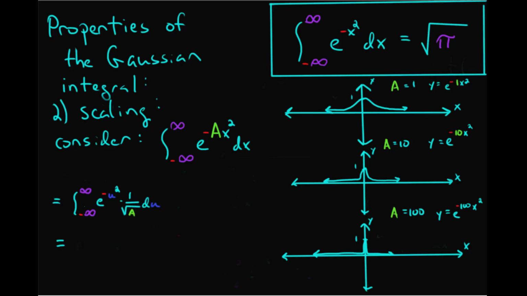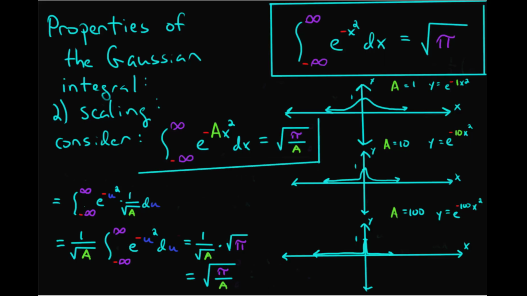I can then pull out that 1 over radical a since it's a constant, so this will equal 1 over radical a times the Gaussian integral, and that's then going to be 1 over radical a times the square root of pi, or more simply put, the square root of pi over a. So I'm going to put a box around that result. Actually, that's going to be useful for us later.